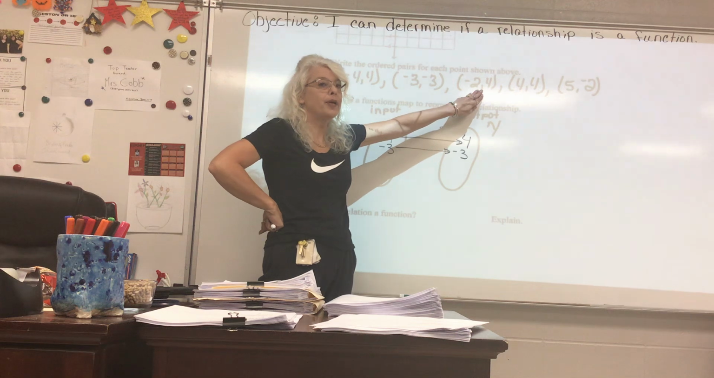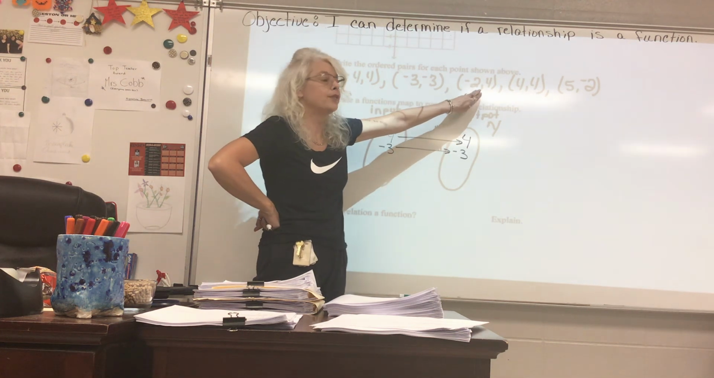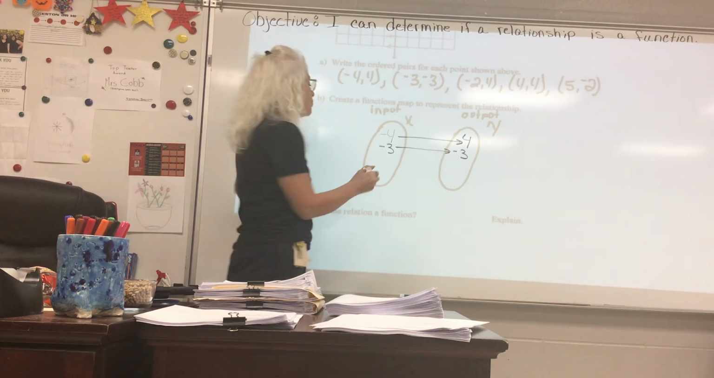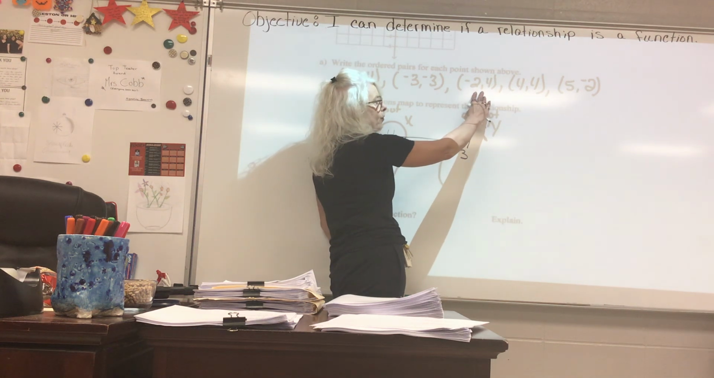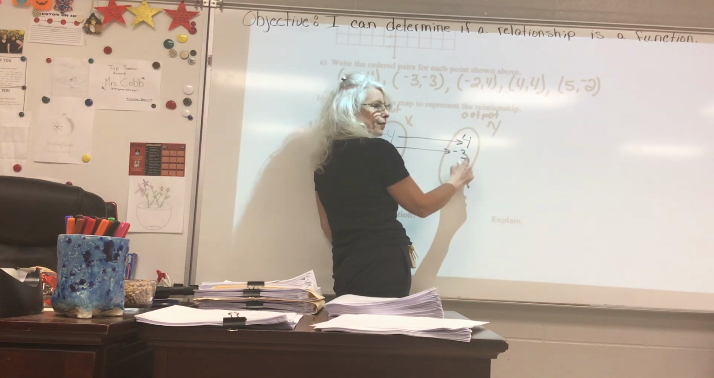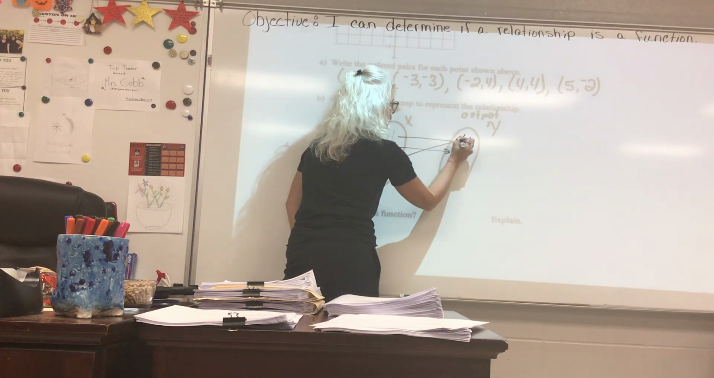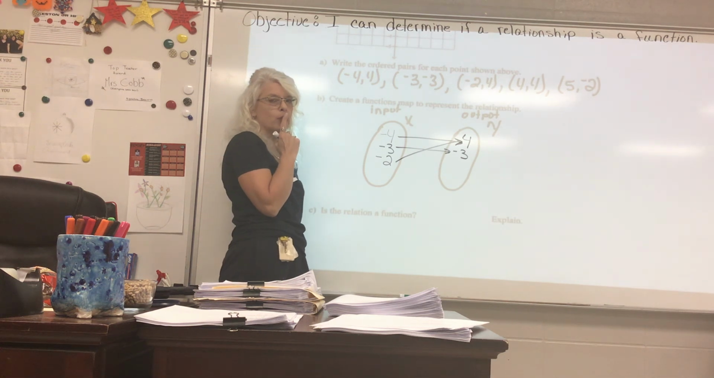Which number is my input? Negative 2. Do I already have negative 2 written down? No. So I'm gonna write it down. What's my output? Positive 4. Do I already have it written down? Yes. So do not write it down again, just draw your arrow to the other 4. Are we okay with that?